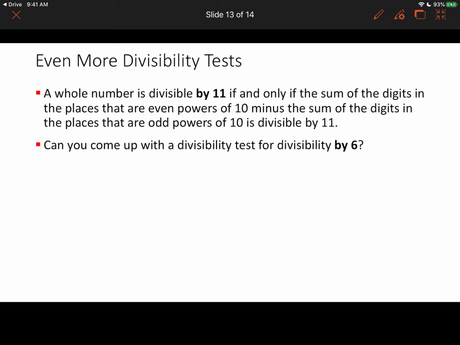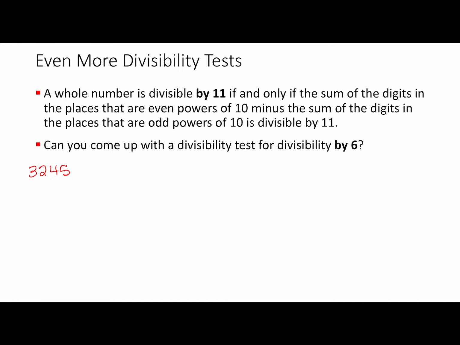So let's look at an example here. How about 3,245? Is that divisible by 11? So think about place value here. 5 is in the ones place, or the 10 to the 0. 4 is in the 10 to the first place. 2 is in the 10 squared place, and 3 is in the 10 cubed place.